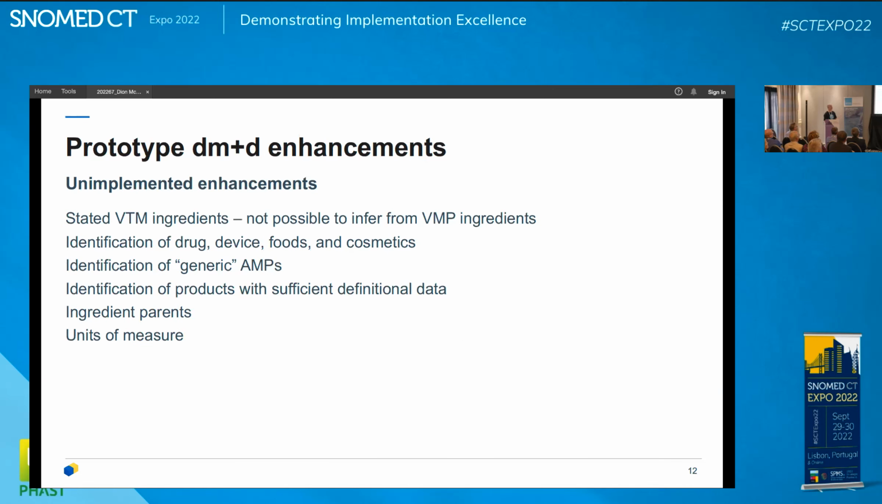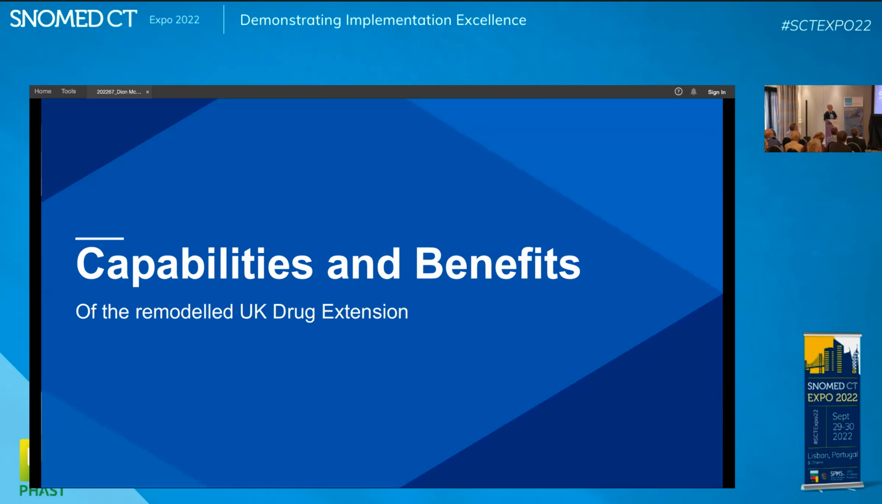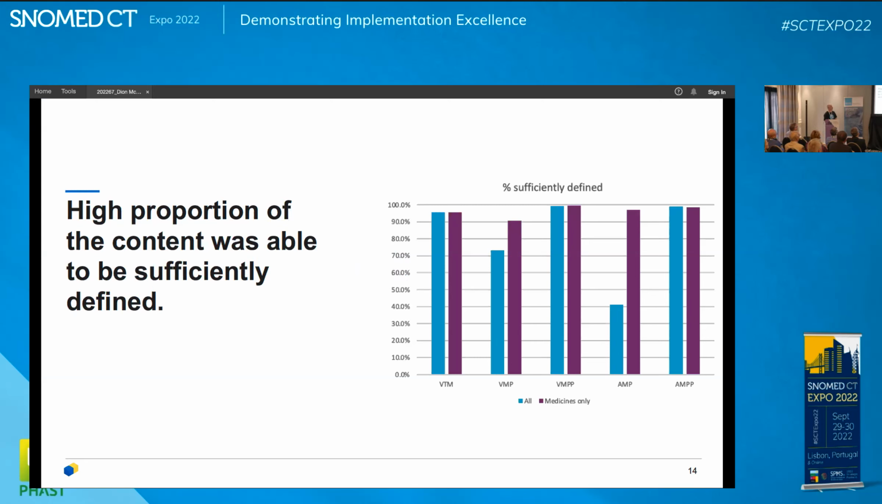And there's a whole series of other things we identified as part of this process, which we just didn't have, unfortunately, time to implement. So I won't go through those, but there's some interesting things there too. So in terms of the capabilities, benefits, this is just indicating the percentages of these various hierarchies in dm+d, which goes from the left to the right, is going from the top of the hierarchy down, and shows that quite a lot of it was able to be fully defined.